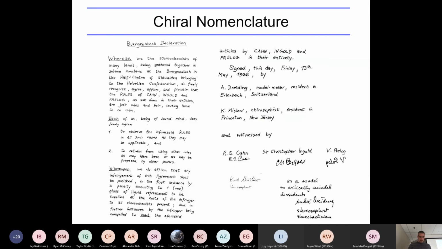Anyway, this is a bit of a joke, but there was a conference where people interested in stereochemistry made a deal to use a new set of rules, the Kahn-Ingold-Prelog rules. You can see it was witnessed by Kahn, Ingold, and Prelog. He was knighted, so that was one of the things he had in this glass table. And of course, they agreed that they would use this set of rules, and if they didn't, the penalty was one glass of liquid refreshment to be supplied at the cost of the infringer to all stereochemists present. So very important real thing there.